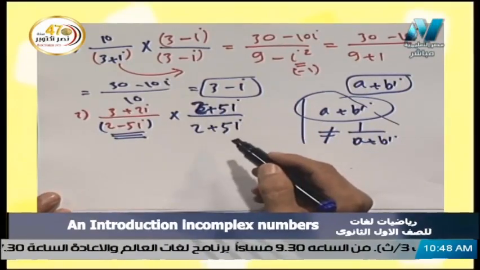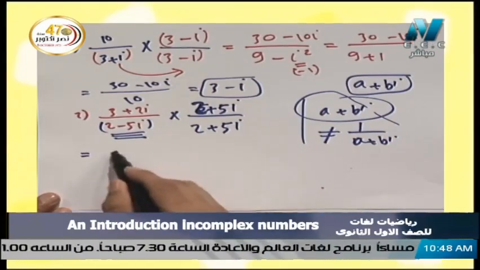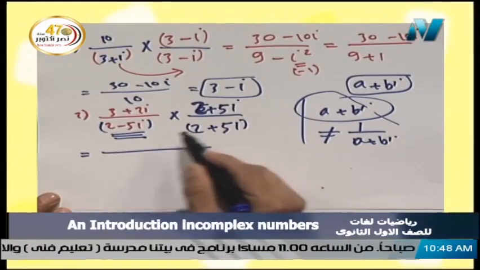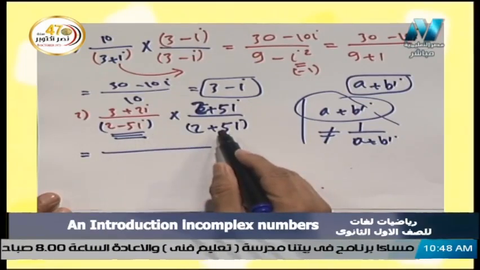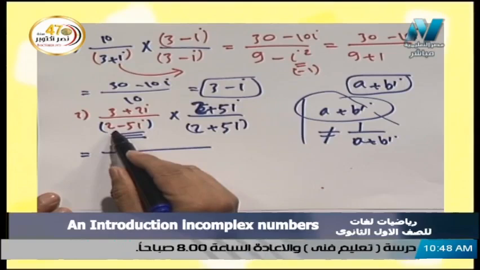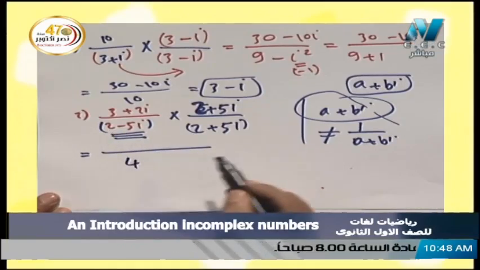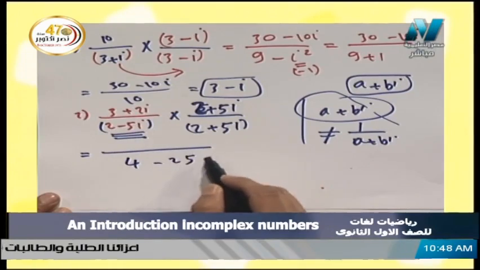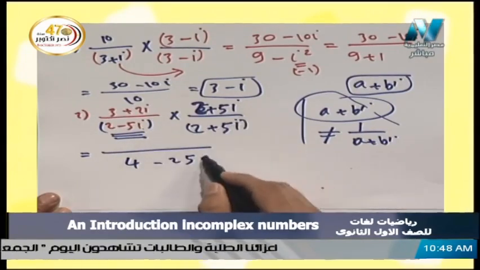It does not affect the number. Okay, here if we multiply denominator by denominator, they are conjugates, as we said. We multiply the first by the first, it's 4, and second by second, it's negative 25. I times I here is i power 2.